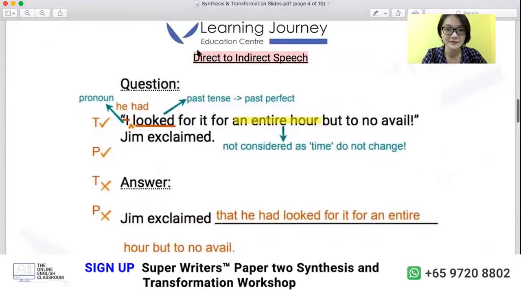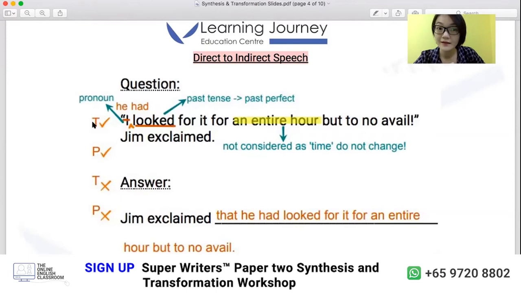Here is a question, an example to show you how to go about applying the techniques. Whenever you see a direct, indirect speech question, this is what you're going to be doing later. You're going to put in TP-TP at the side. You see there are ticks and crosses here.